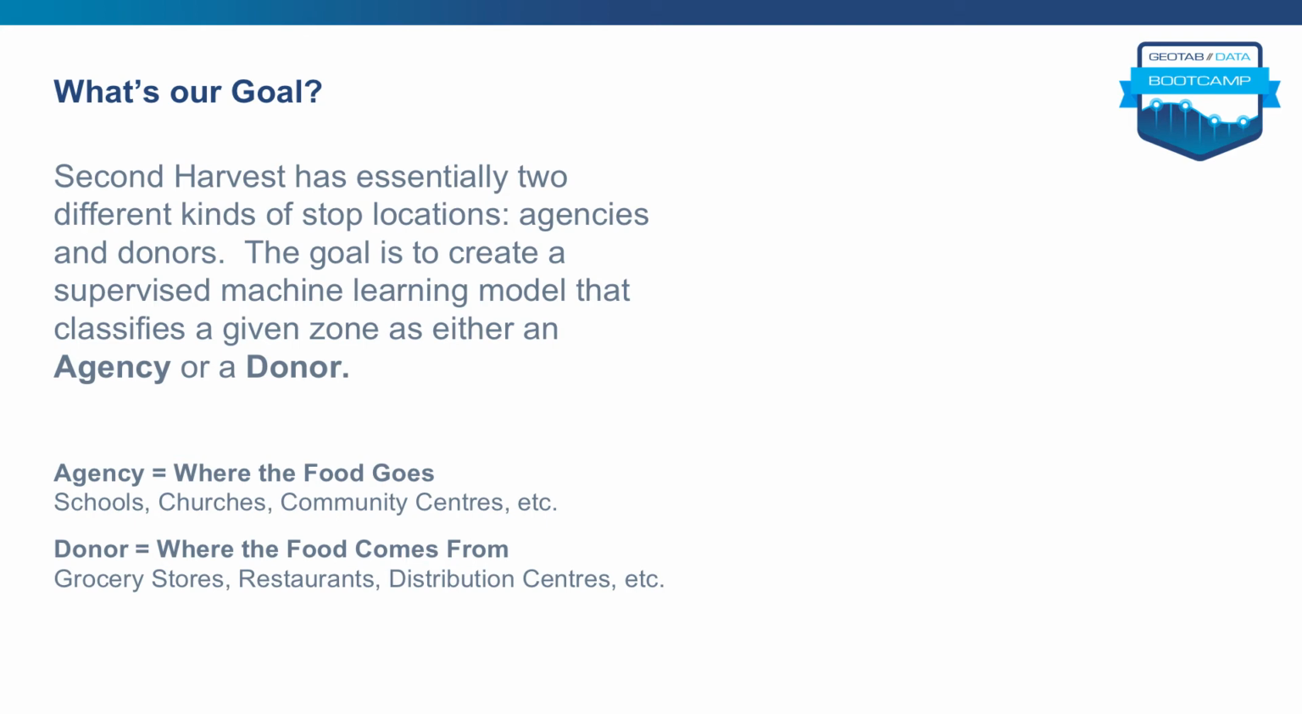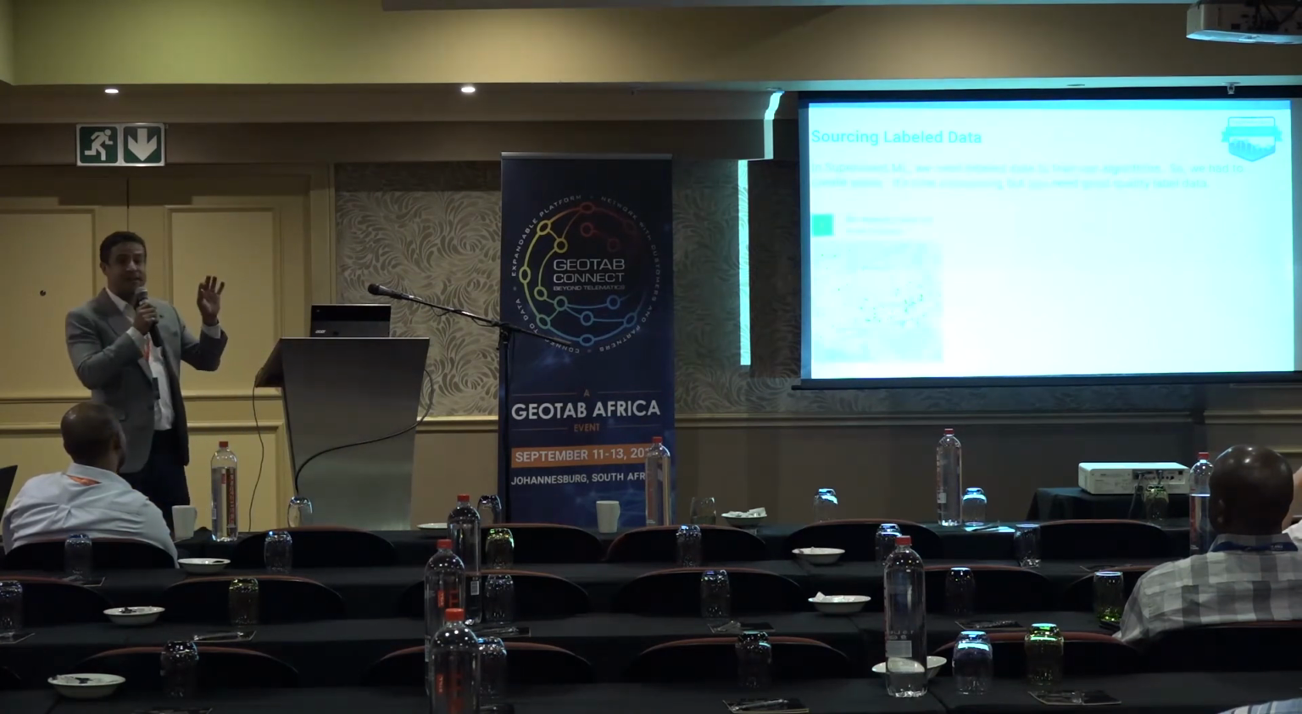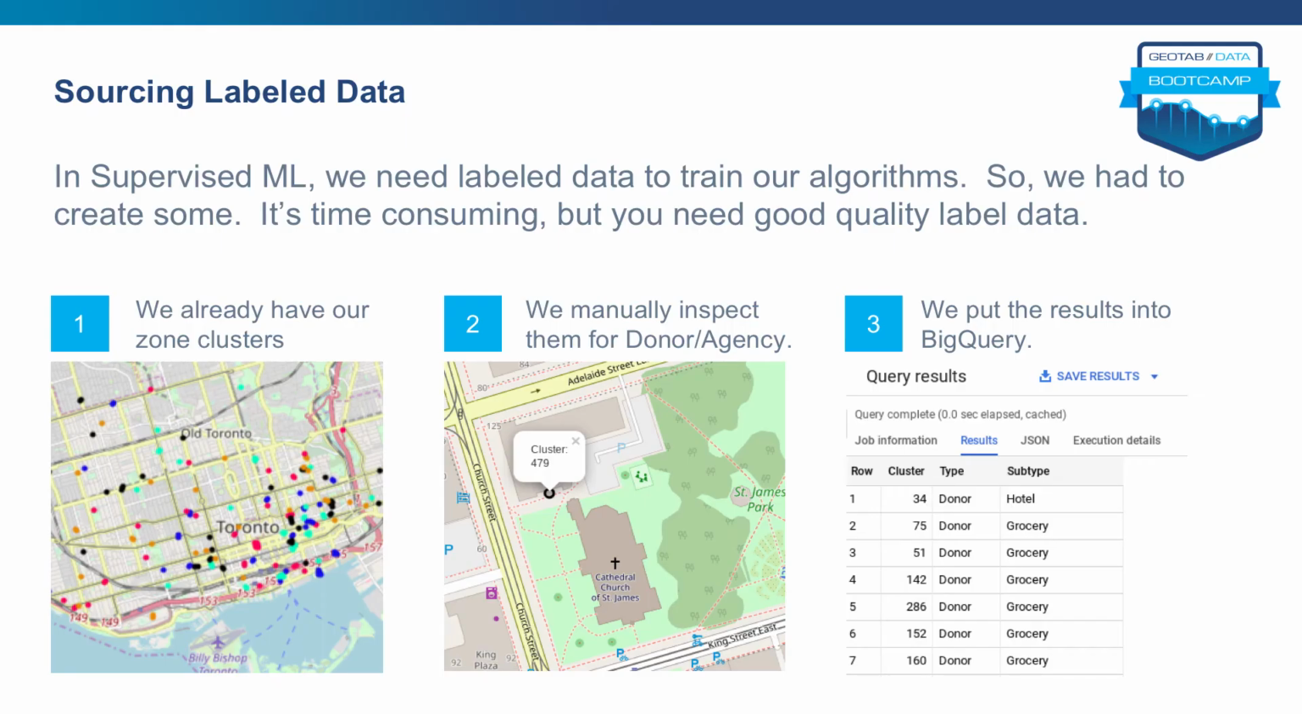That's what we're trying to do right now, is teach it what represents a donor, what represents an agency, what represents a distribution center, a yard, whatever you want to call it, right? That's what we're trying to do in a supervised machine learning program. And I'm going to explain how I did it in a very simple way, because it's the very simplest way to do it. We already have all of our zone clusters here that we've identified. So in this case, I simply manually inspected them. We had about 600 different zones that were identified. I took about 150 of them and manually said agency, donor, agency, donor.